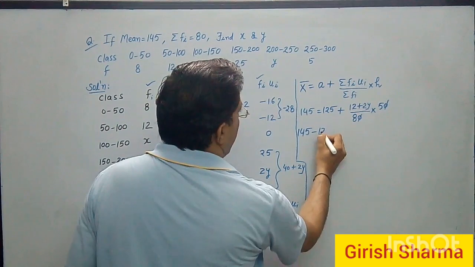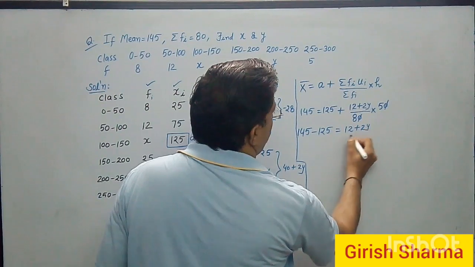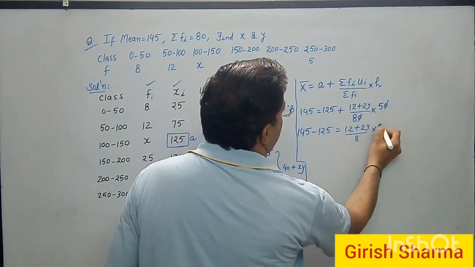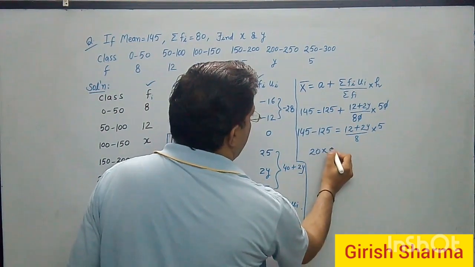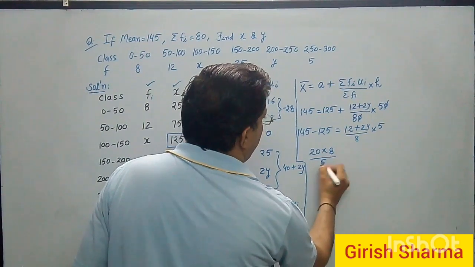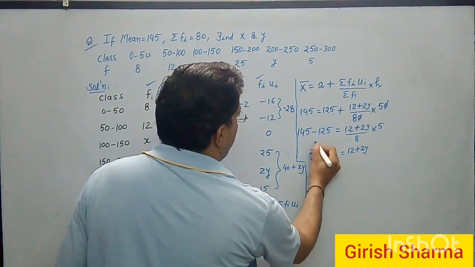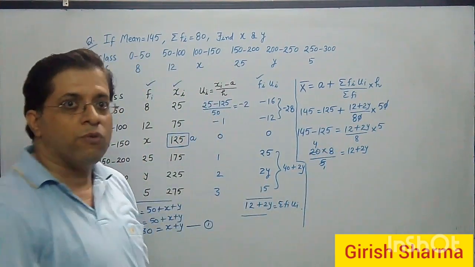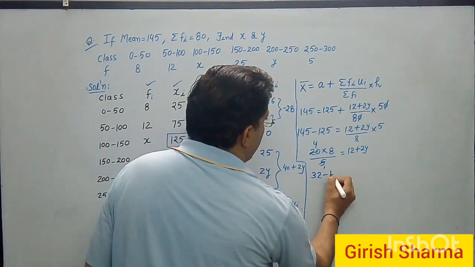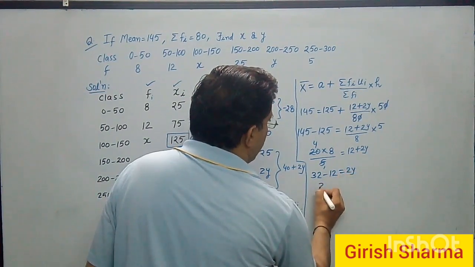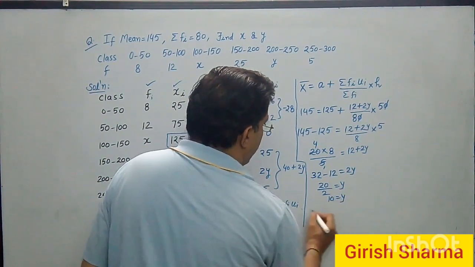Then 145 minus 125 is equal to 12 plus 2y upon 80 into 50. This is 20. Multiply by 8 and send 5 here down: 12 plus 2y. 5 fours are 20. Then what to do? 8 fours are 32 here. 32 minus 12 is equal to 2y. This is 20 upon 2, this is y, so y will become 10.